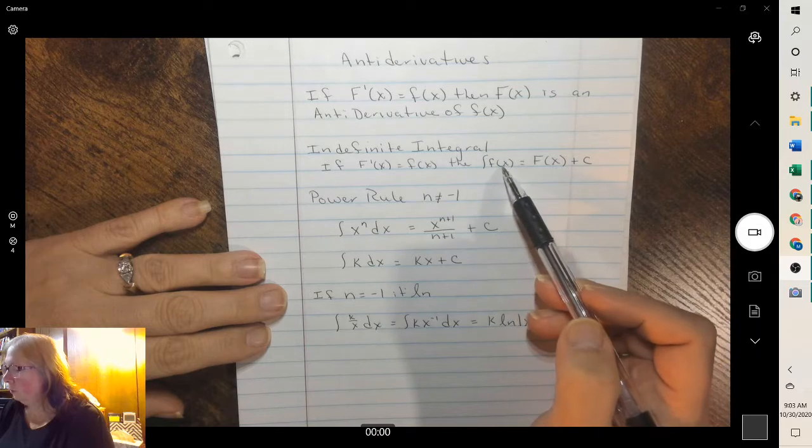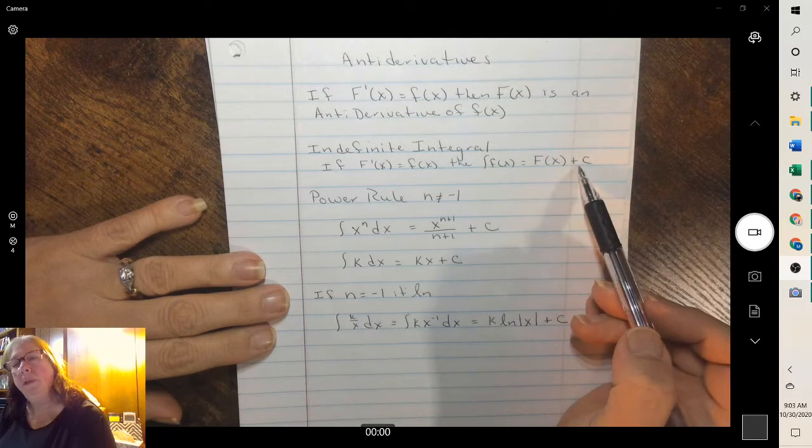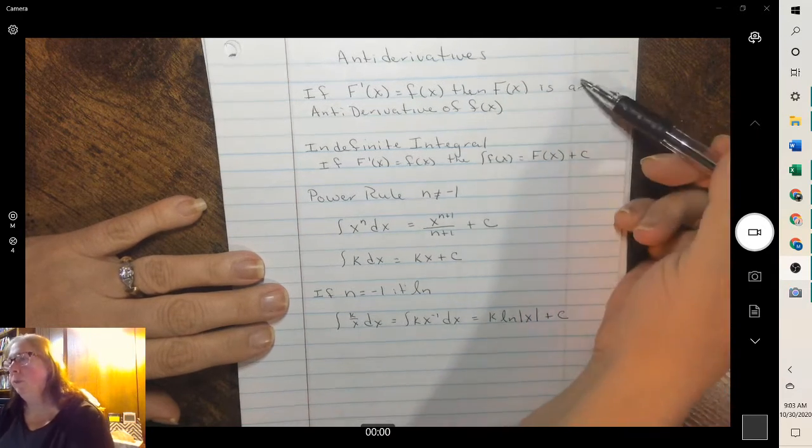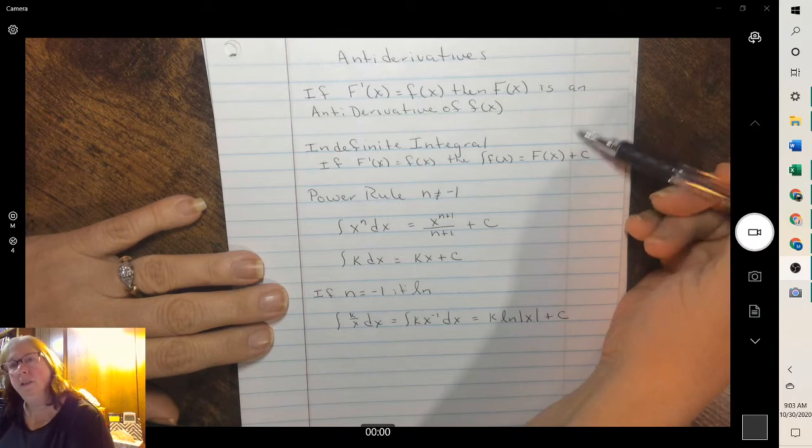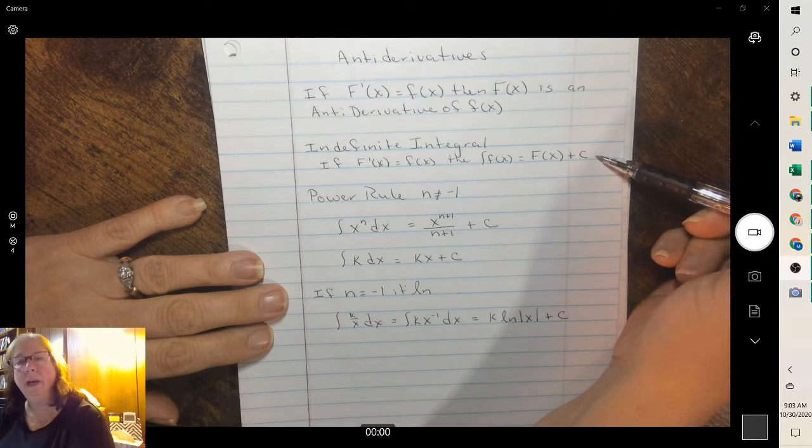When you take the integral, you want to make sure that you add a constant, because if you remember, when we took the derivative, the constant dropped out, so we need to put it back.